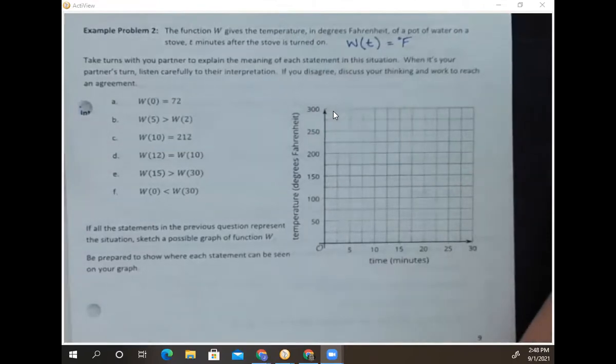So let's stop for a second and think about what this graph would look like. I fill a pot with water, I set it on the stove, and I turn the stove on. What's going to happen to the temperature of the water? It's going to go up, right? Is it going to go up forever? No, it's probably going to taper off somewhere around boiling, right? Water doesn't get much hotter than that on like your home stove.